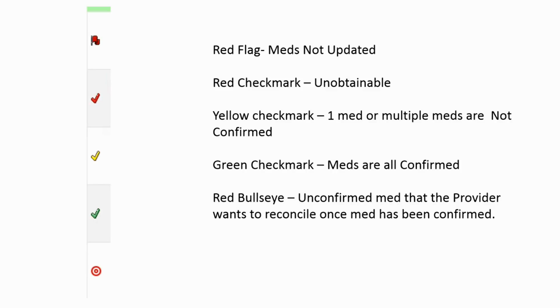A yellow check mark indicates one med or multiple meds are unconfirmed. A green check mark indicates all meds are confirmed. A red bullseye indicates there is an unconfirmed med that the provider wants to reconcile once the medication has been confirmed by nursing.